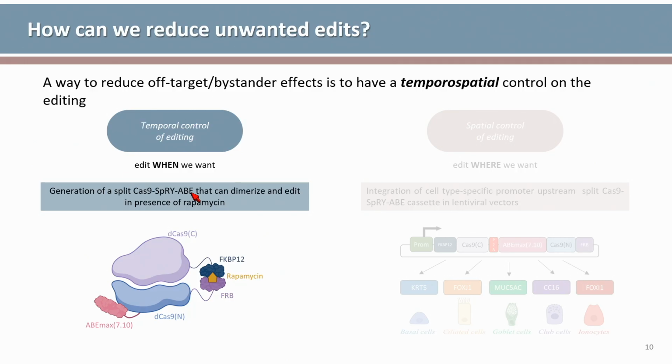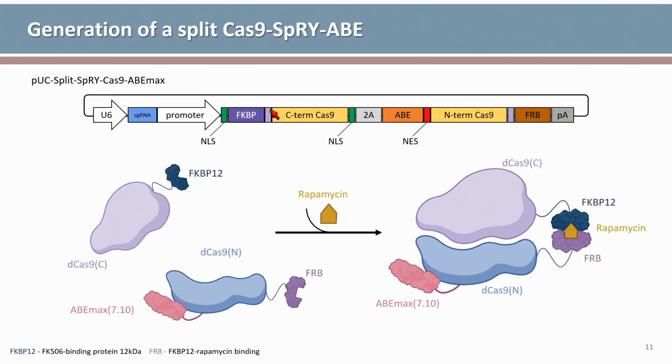And so we focused first on the temporal control of the editing. Try to edit when we want and not just because we transfect the cells with the adenine-based editor. And so for this, we based ourselves on a previous work describing a split version of Cas9, and we built a split version of the adenine-based editor of the SPRY. And so in this construct, the C-terminal fragment of Cas9 is fused with the FKBP domain, and the N-terminal fragment of Cas9 with the adenine-based editor is fused to the FRB domain.